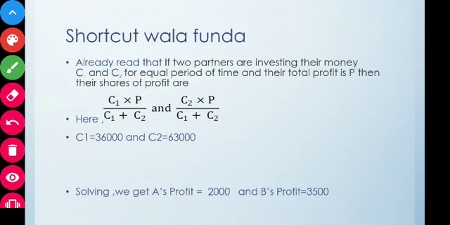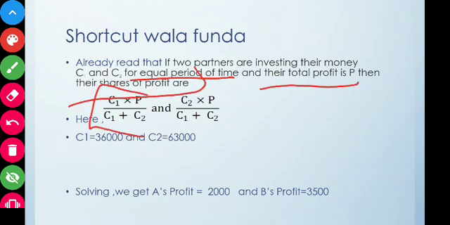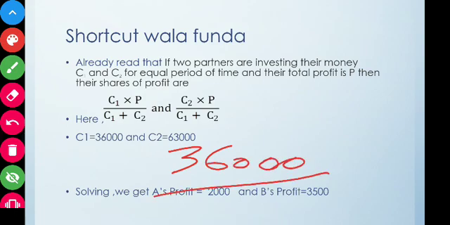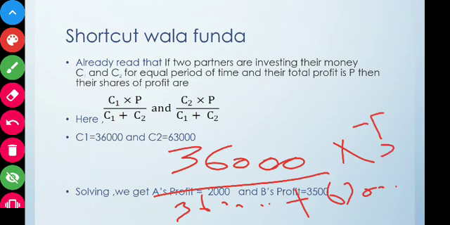Now, the shortcut method, that is how we will apply the shortcut. We have already learned that in case the partners are investing their money C1 and C2 for an equal period of time and their profit is given, then we can find the share of profit directly by applying the formula, that is C1 by C1 plus C2 into P and C2 by C1 plus C2 into P. Now in this case for A, what is C1? C1 is 36,000. Okay, so we will get 36,000 divided by C1 plus C2, that is 36,000 plus 63,000, into the profit. Profit is 5500.